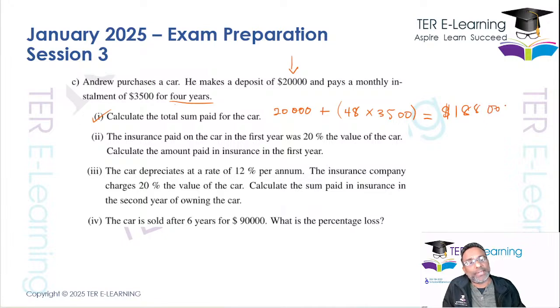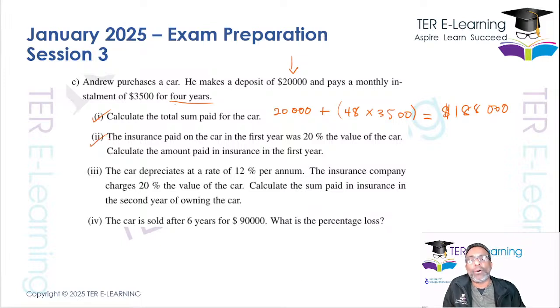So these are typically real life examples, right? If somebody wants to purchase a new car, they have to make a down payment and then they're making a monthly installment. And typically it might take 4 to 5 years or sometimes more to actually pay out for the car, right? So that's part one here. That's the value for this car here, 188,000, right?